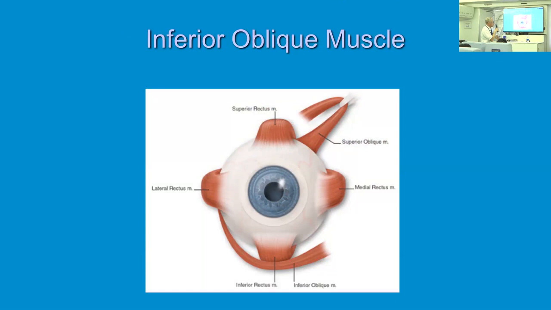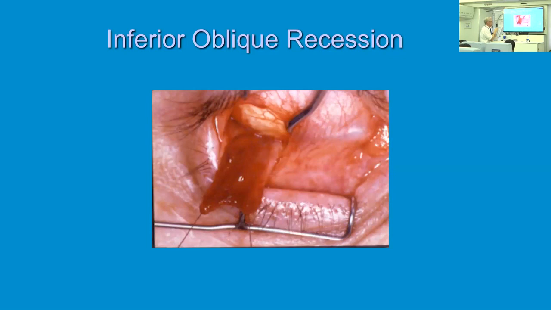So here's a picture example of the inferior oblique muscle. An incision was made and it's already been isolated and it's already on sutures.